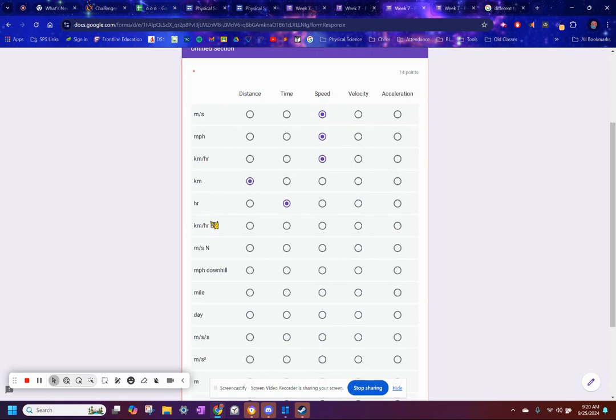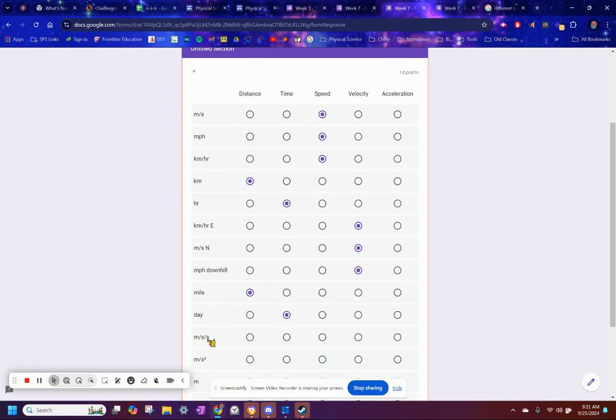Kilometers per hour east. It gave me a direction, so that's probably going to be velocity. This one also has a direction, meters per second, and it's going north, that's a velocity. Miles per hour downhill. No, that's another direction, that's a velocity. Okay, miles, that's a distance. Day, how many days? Days are time.